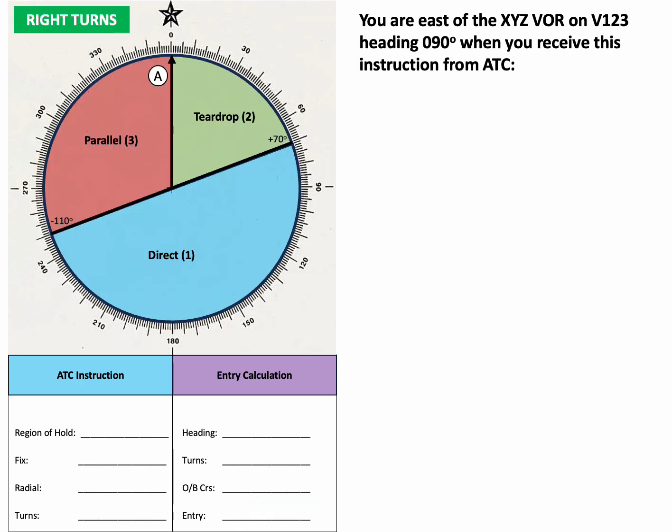Now let's try a hold entry scenario where you are directed to hold at a fix that is not the VOR. Here is the setup. You are east of the XYZ VOR on Victor 123, heading 090 degrees. You receive this instruction from ATC: November 123 Alpha Bravo, hold east of LMNOP on the XYZ VOR 090 radial.